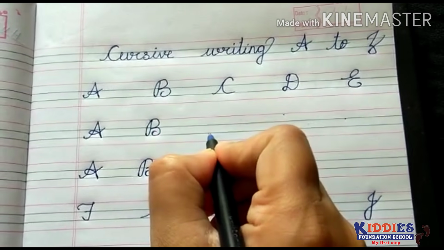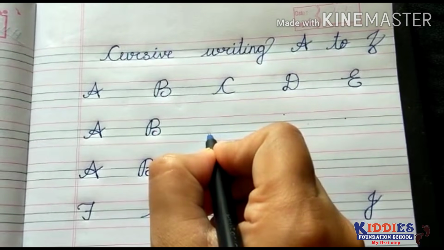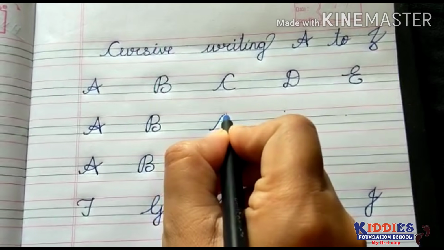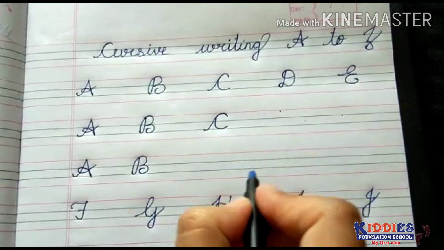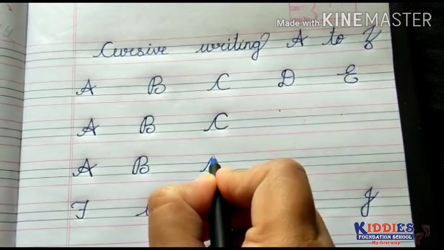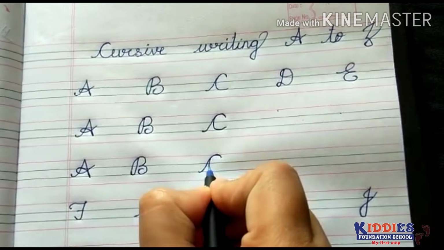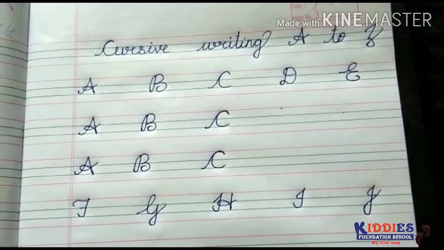Now let us see. C starts from the blue line. Like this. Once again, up and down, like this.